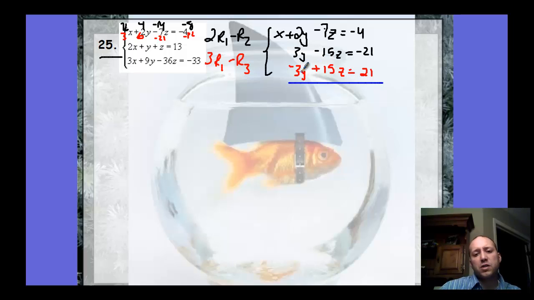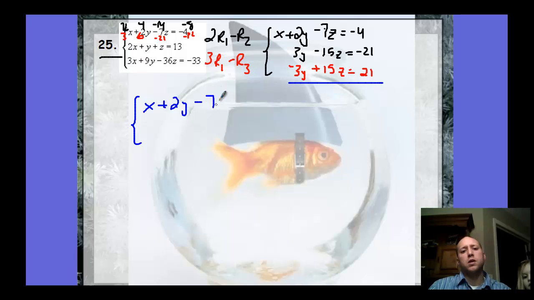They're already opposite, so if we go through the mess of actually adding these two, you're going to get 0 equals 0. They are the same equation, they're just opposites. And so our system we could write would be like x plus 2y minus 7z equals negative 4.